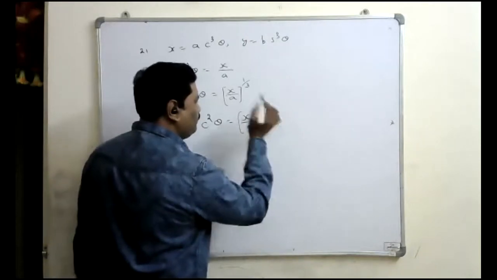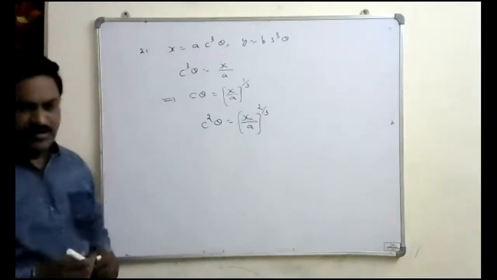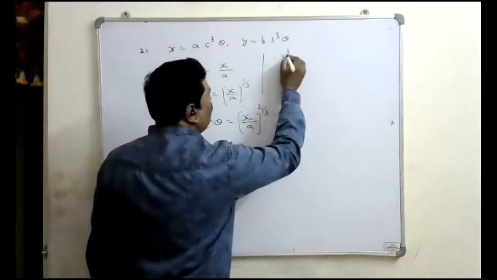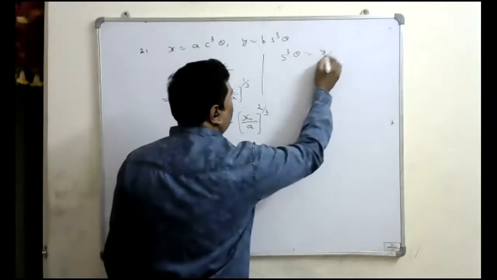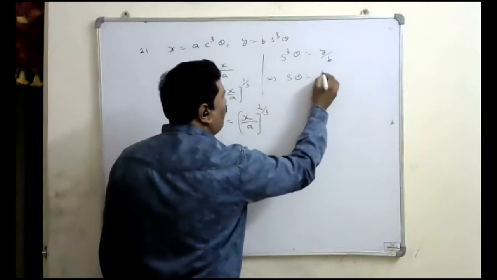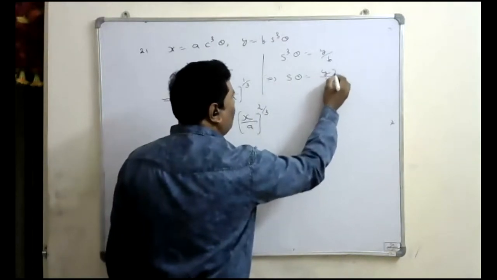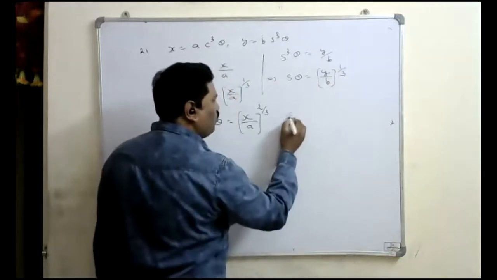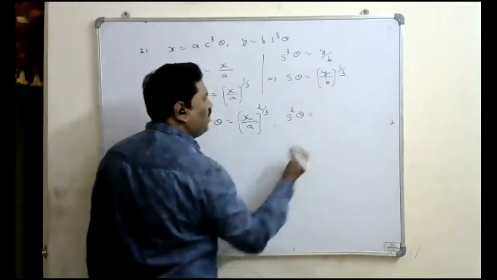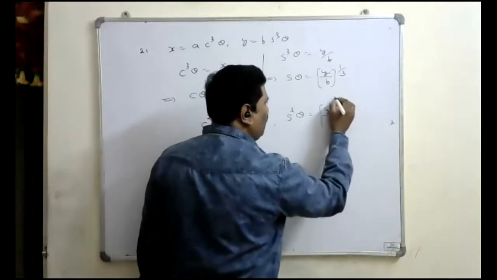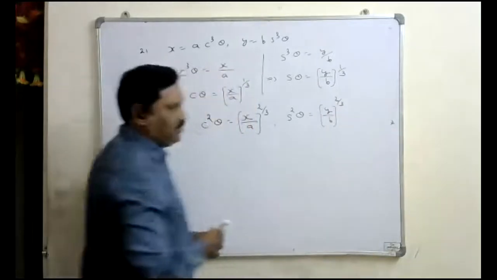We will get the value of cos square theta. Similarly, from this, sin cube theta is equal to y by b. Therefore, sin theta is y by b whole power 1 by 3. Squaring it on both sides, sin square theta is equal to y by b whole power 2 by 3. This is what we are getting.